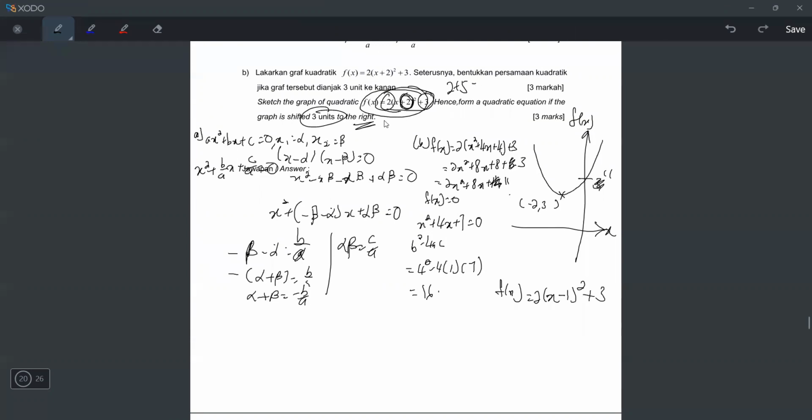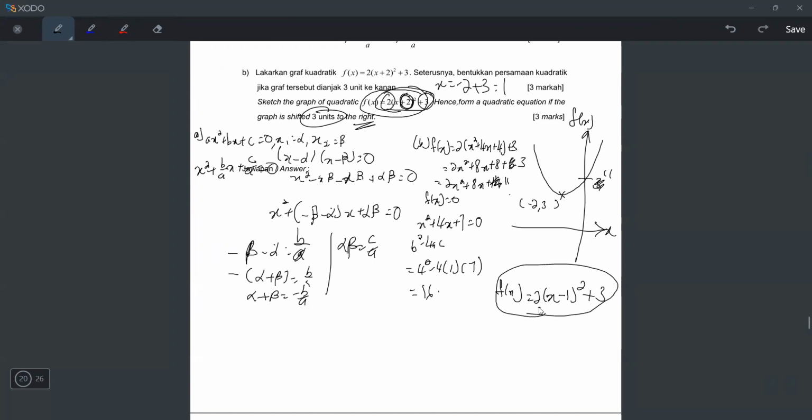Move to the right. So wait, let me think. Okay, sorry. Because (x plus 2) squared means the axis of symmetry is x equals -2, right? So what is the new axis of symmetry? It will be -2 plus 3 because you moved to the right. So it will be x equals 1. That is why you look at the answer.